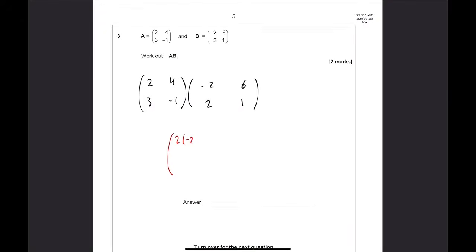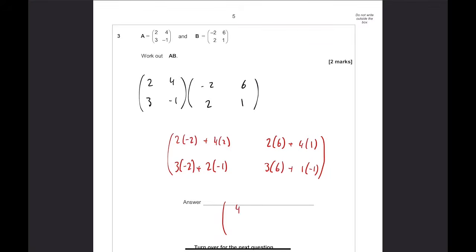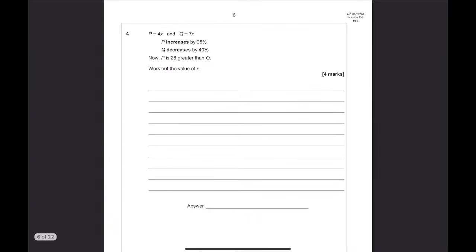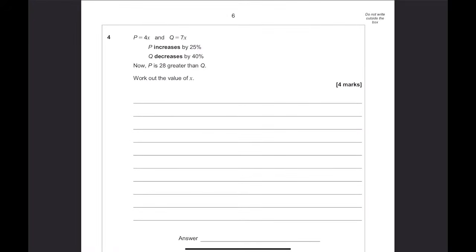So we need to do 2 multiplied by minus 2, add 4 multiplied by 2. Then for the second one in the top right, we're going to have 2 multiplied by 6, add 4 multiplied by 1. 3 times minus 2, add 2 times minus 1. And then finally 3 times 6, add 1 lots of minus 1. And if we simplify all of that down, our final answer is going to be 4, 16, minus 8, and 17.